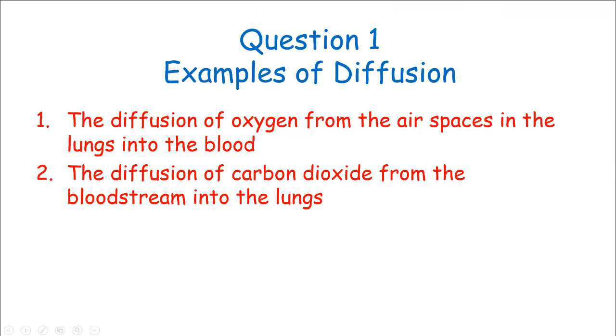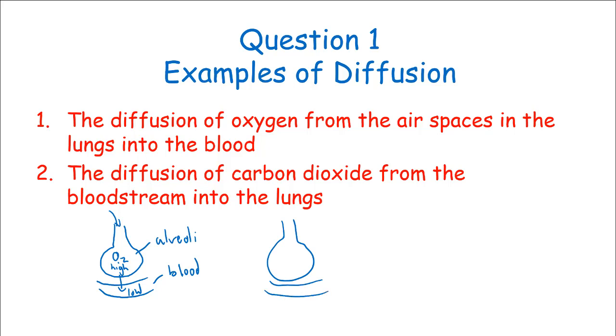Now, what are some examples of diffusion? Diffusion of oxygen from the air spaces in the lungs, so the little alveoli. So this is an alveolus, and this is a blood vessel. When we breathe in, oxygen comes into here and it diffuses from an area of high concentration to low concentration. Likewise, carbon dioxide will diffuse the other way. So, another little alveolus, another little blood vessel. If we're looking at carbon dioxide, there will be a high concentration in the blood, a low concentration here, so the carbon dioxide diffuses from an area of high concentration to low concentration, so we can breathe it out.